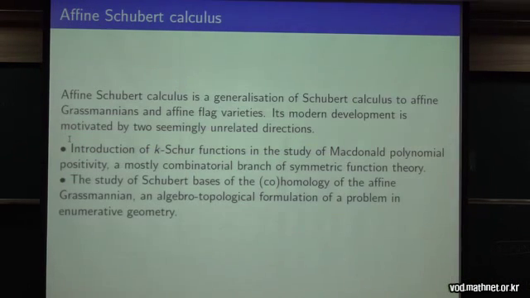That's about the flag variety. Now I'm going to move on to the affine Grassmannian and affine flag variety, but the geometries are not easy enough for me to include any slide. So I'm just going to explain the related combinatorics. I will try not to explain any geometry.